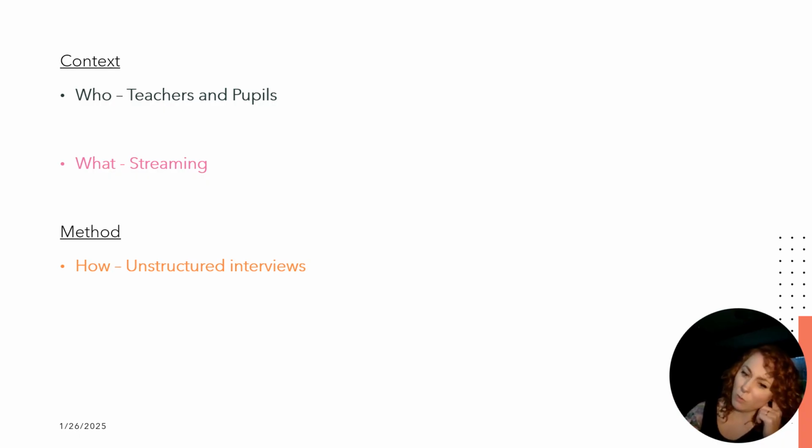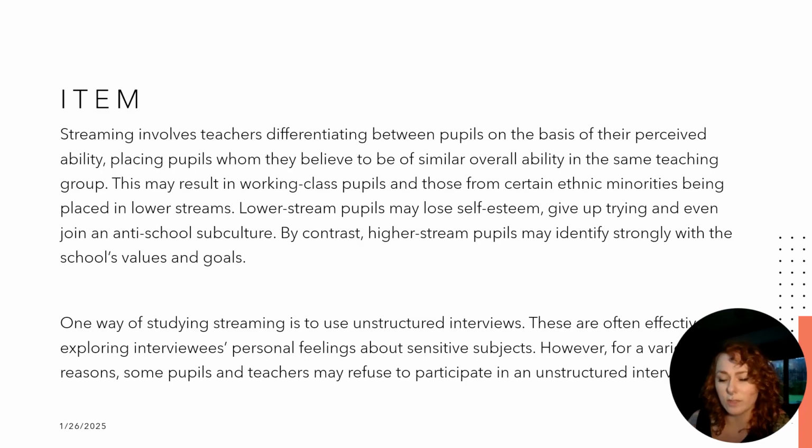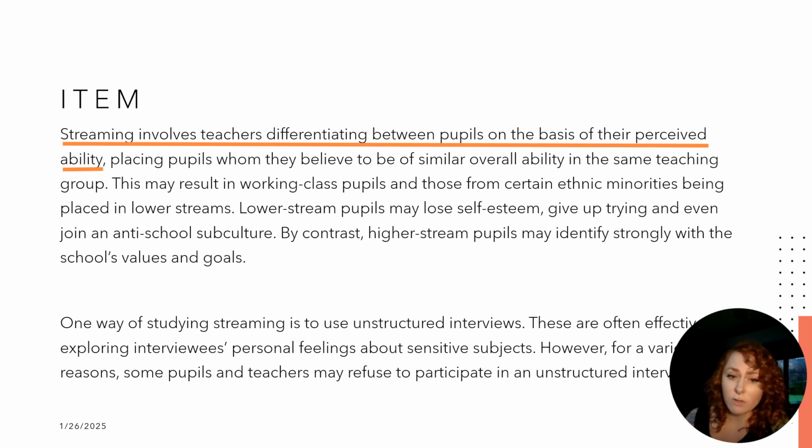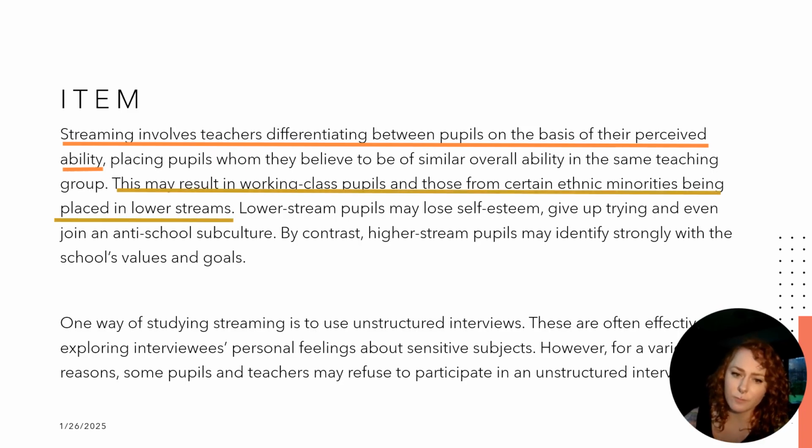Sometimes it's a little bit easy to pick one or the other in terms of the who to make your answers a bit better. So I'm going to use teachers for mine. Let's go back to that item and see if there's any hooks we can fish out that we can use to support our answers. The item's really useful for these kind of things. It's got some little juicy details that we can use to support our answers. So streaming involves teachers differentiating between pupils on the basis of their perceived ability. So that's already hinting that perceived ability, that there might be some issues there.